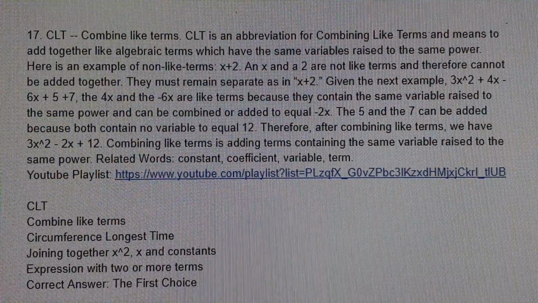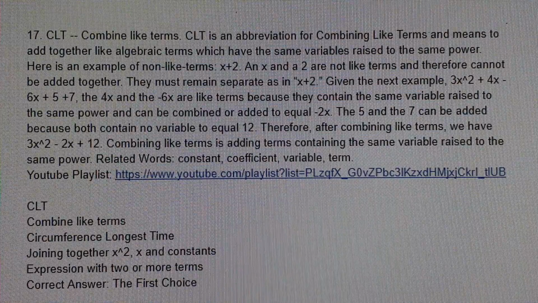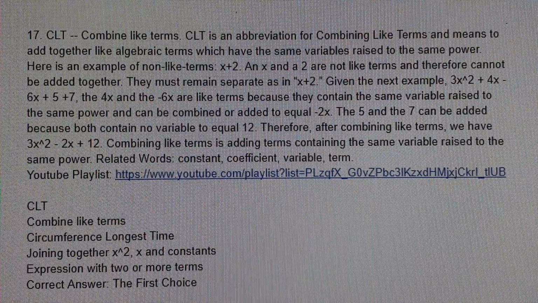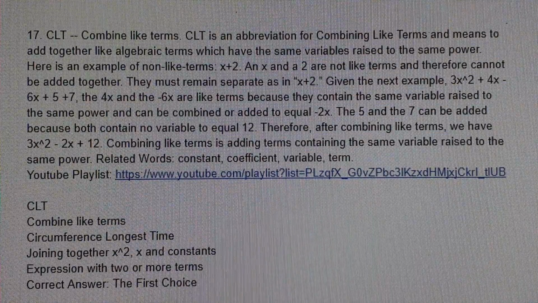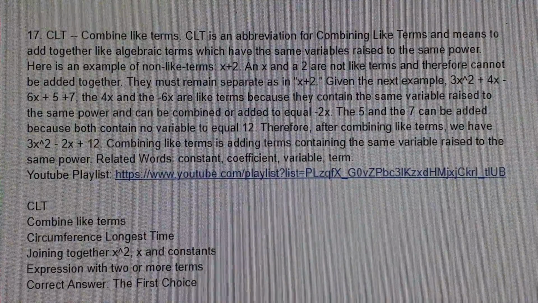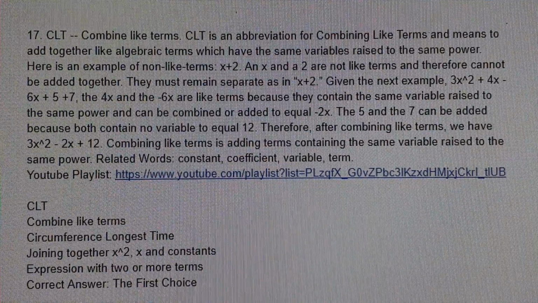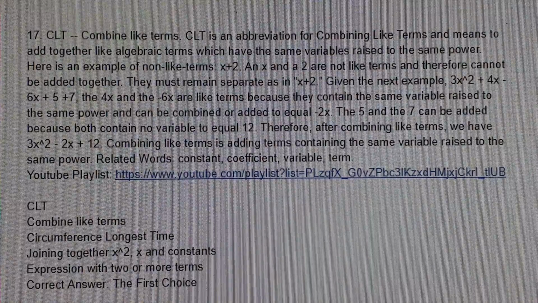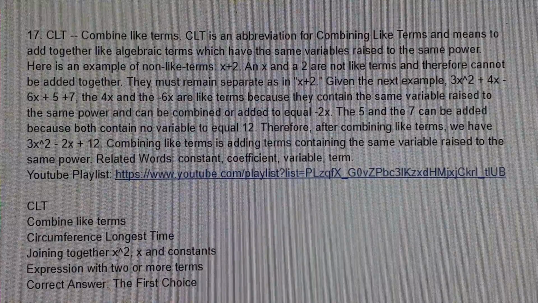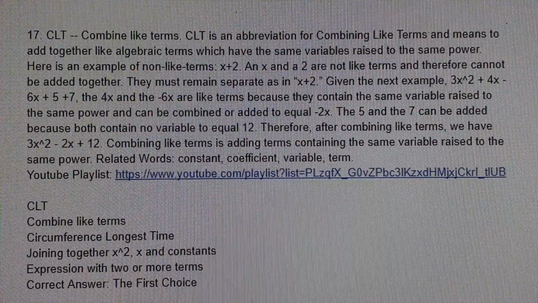Given the next example, 3x squared plus 4x minus 6x plus 5 plus 7. The 4x and the minus 6x are like terms because they contain the same variable raised to the same power, and can be combined or added to equal minus 2x. The 5 and the 7 can be added because both contain no variable, to equal 12. Therefore, after combining like terms, we have 3x squared minus 2x plus 12.